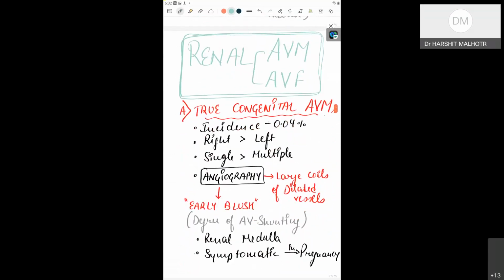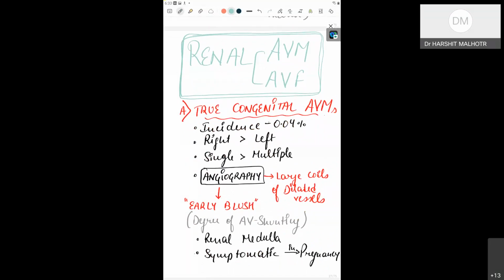Second topic is renal AVMs, arterial venous malformations or arterial venous fistulas. So true congenital AVMs is what we begin with. The incidence is very rare, 0.04% of cases, commonly seen on the right more than left, and usually single.